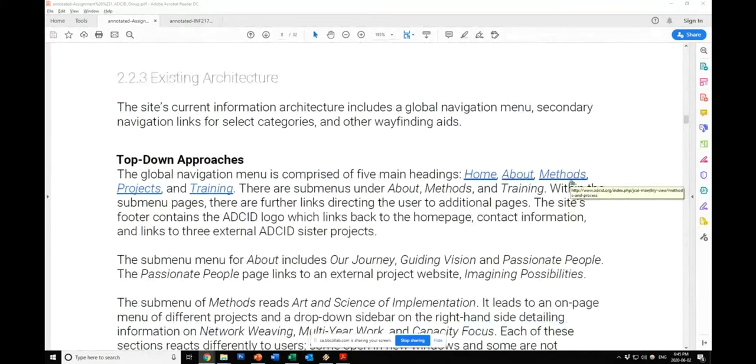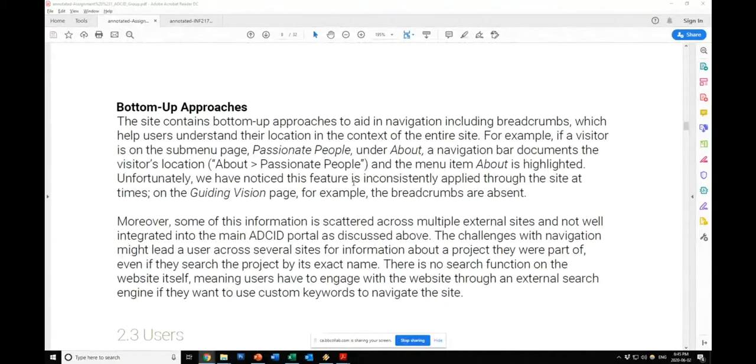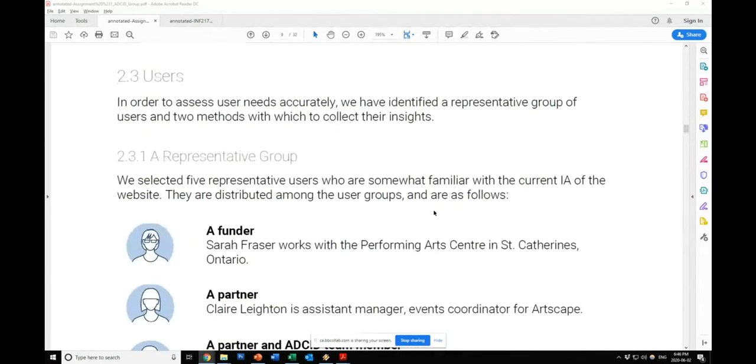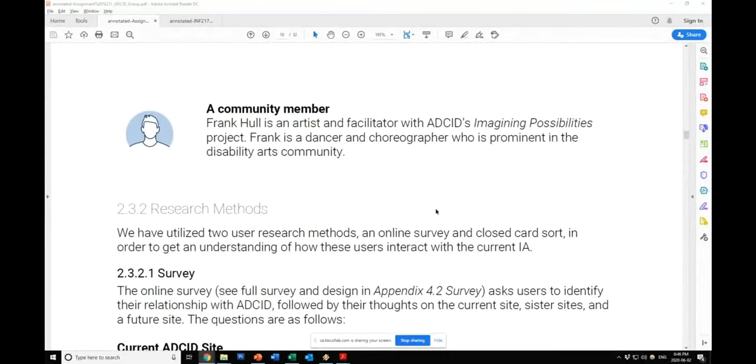And then we get to information about the existing information architecture for the site, and how they are identifying the top-down approaches, in this case five main headings: home, about, methods, projects, and training. I'm going to scroll down to the bottom-up approaches that do exist in this particular website, which include breadcrumbs, which help users understand their location of content within the site. This is a fairly new site, however, and there isn't a lot of material at this level, as it turns out. And then again, they come up with ideas as to who the representative users and groups are, and then they test how this would work with these particular individuals, representative of these groups. But again, I'd say you want to just focus on a couple of these.